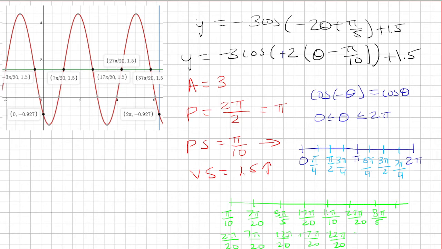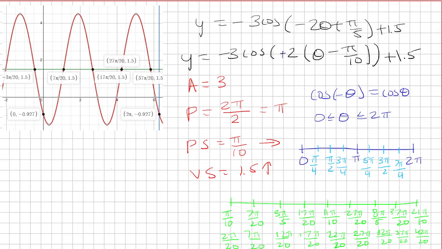And then we continue to add 5 pi over 20, which is 37 pi over 20. And then we add another 5 pi over 20. So that's 42 pi over 20. That's 21 pi over 10. So that's just a little above 2 pi. Okay, so that's going to be the interval here for x.